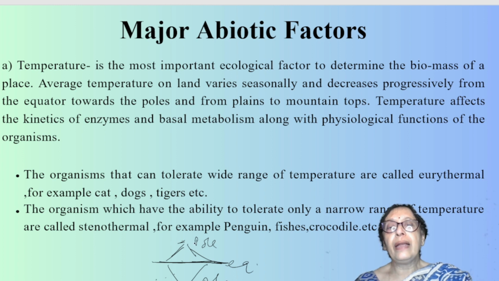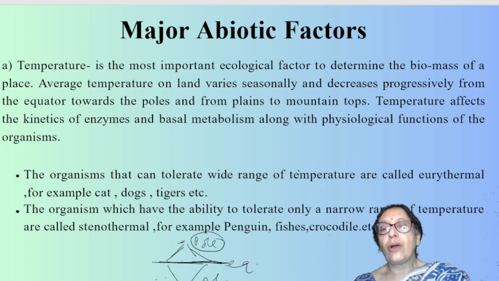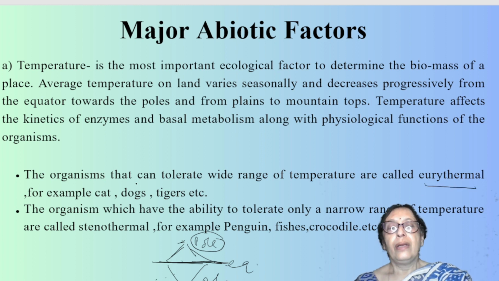Temperature affects the enzyme kinetics and basal metabolism of organisms, having different physiological functions according to the area. That is why the polar animals can withstand the cold desert and cold ice, while the equator region is very hot. The organisms that can tolerate a wide range of temperature are called eurythermal. For example, cat, dog, tigers, etc.